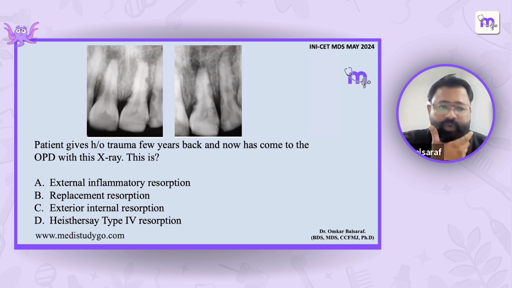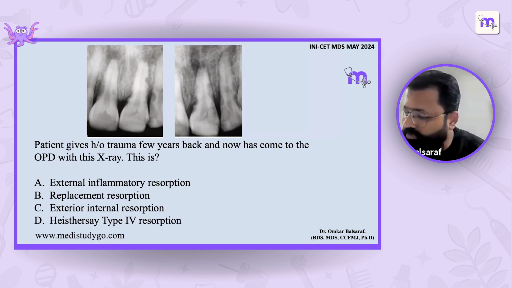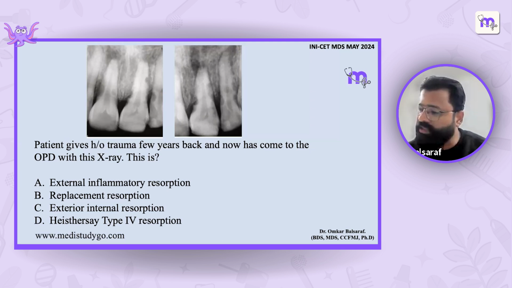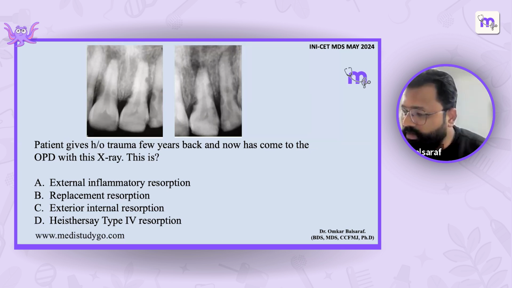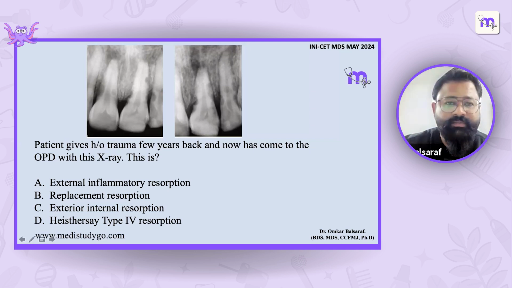Coming to the question, the options are: A, external inflammatory resorption; B, replacement resorption; C, external internal resorption; and D, Hershey's type 4 resorption. Let's wait a few minutes for people to answer because this is an interesting question. After a long time, we have got an image-based question. We'll just wait.